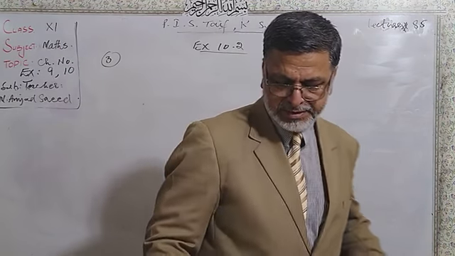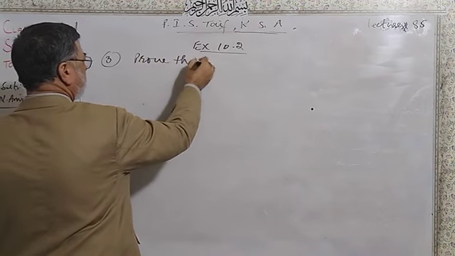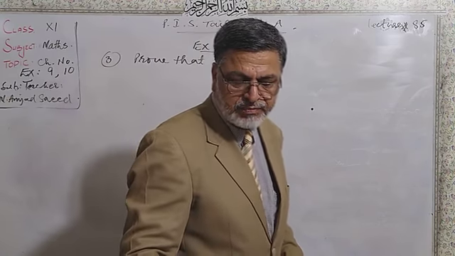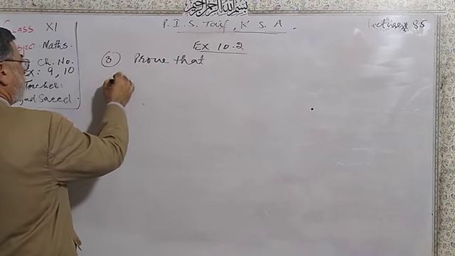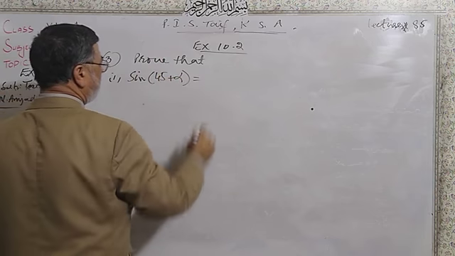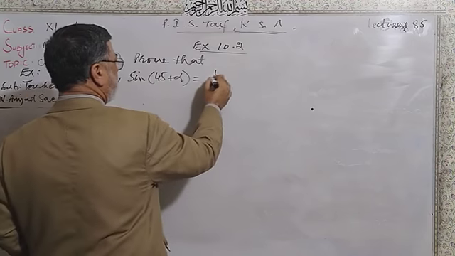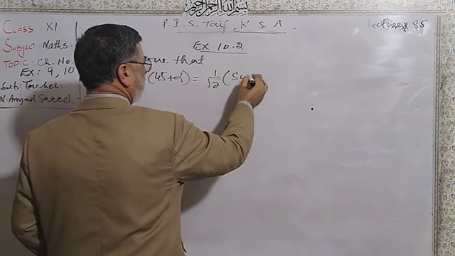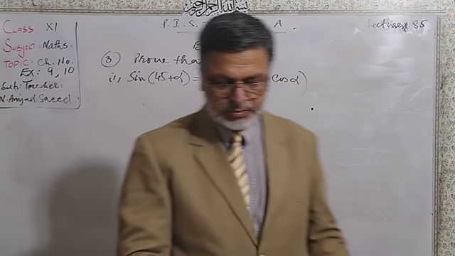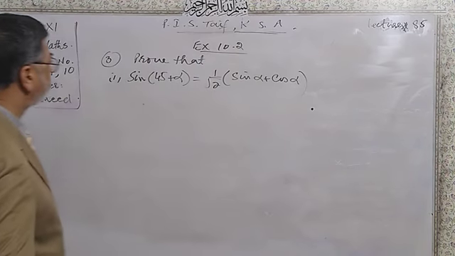Prove that part number 1: sine of 45 plus alpha is equal to 1 over under root 2 times sine alpha plus cos alpha. Dear students, we have to prove that left hand side is equal to right hand side.